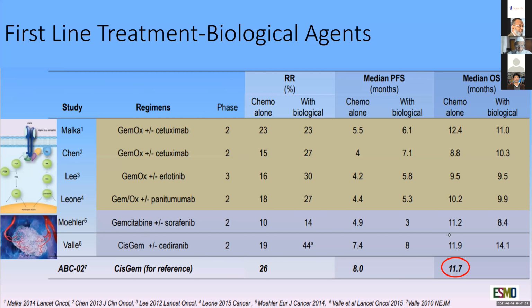What about the other combinations with a biological agent? There are several combinations. Small trials were done: gemcitabine with cetuximab, erlotinib, panitumumab, sorafenib, cediranib. None of them showed a comparable or statistically effective overall survival benefit. In the chemo arm, the overall survival was 11.7 months, whereas with the biological agents it was near about 11, 10, 9, and 8 months.